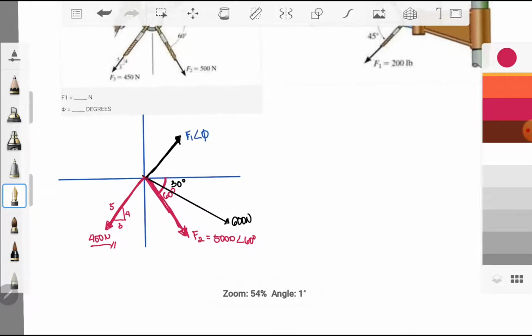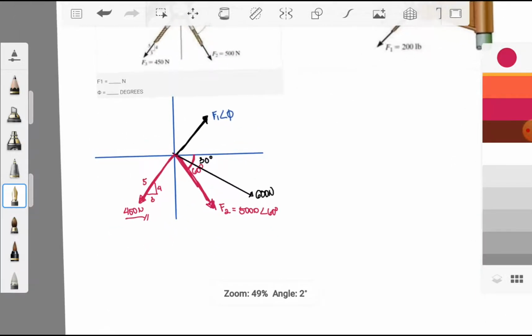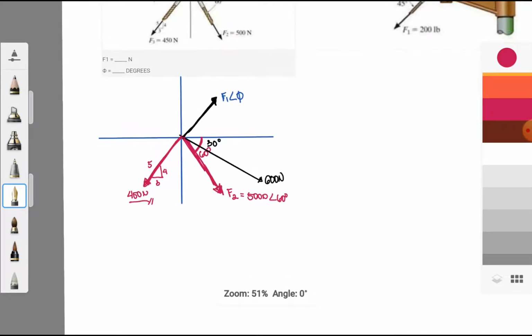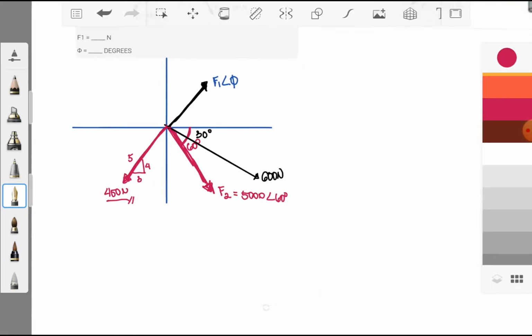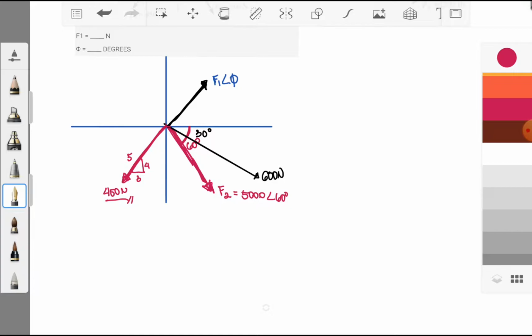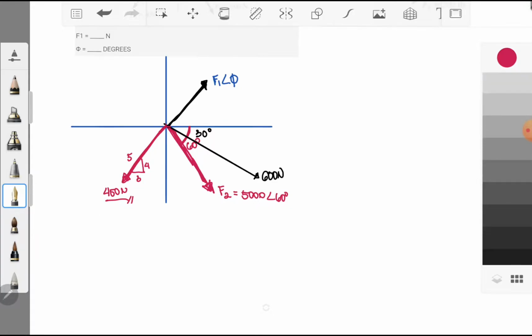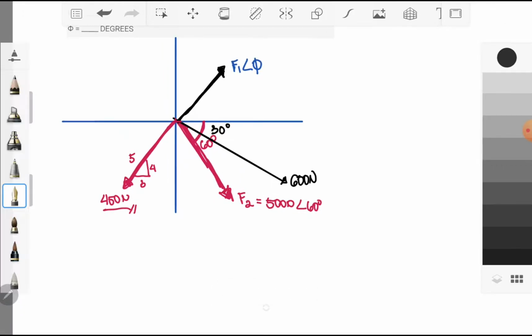So most of you used the component method. Based on your answers, I know that you are very good at using your component method. You have already mastered it, but let us use the fastest way in solving this problem. So we all know that your vector FR is equal to your vector 1 plus vector 2 plus vector 3.